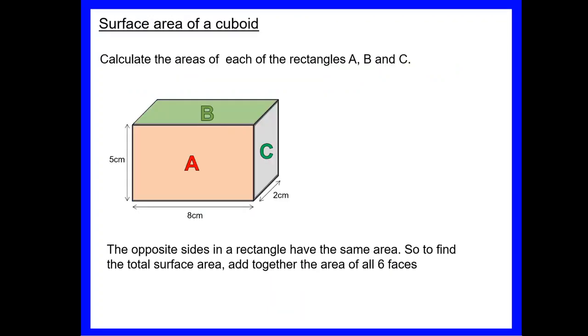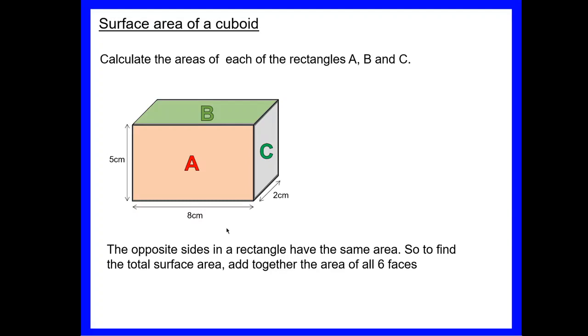Alright, so let's start then with surface area of a cuboid. So cuboids and cubes, remember, are of the same family. To find the surface area, we add the area of all the different faces together. So you need to think of it as an empty box and how much cardboard we need to be able to make that empty box.